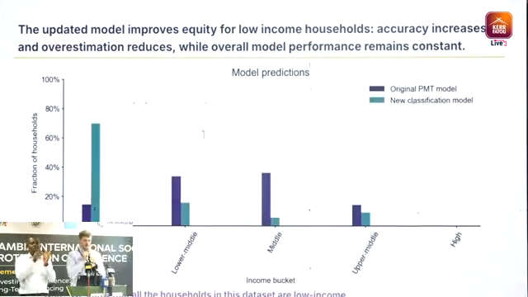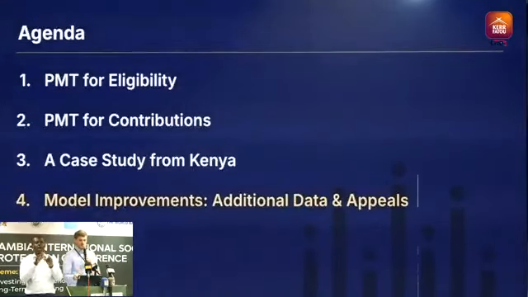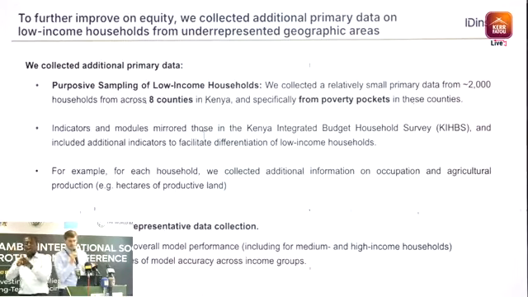So what we thought about is how can we get closer to 100%? And this is really where these model improvements come into play. So I'll briefly talk about what we did for those. To further improve equity, we collected additional primary data. That comes at a cost, of course, but it's a fairly small sample of about 2,000 households that we sampled across 8 counties in Kenya.